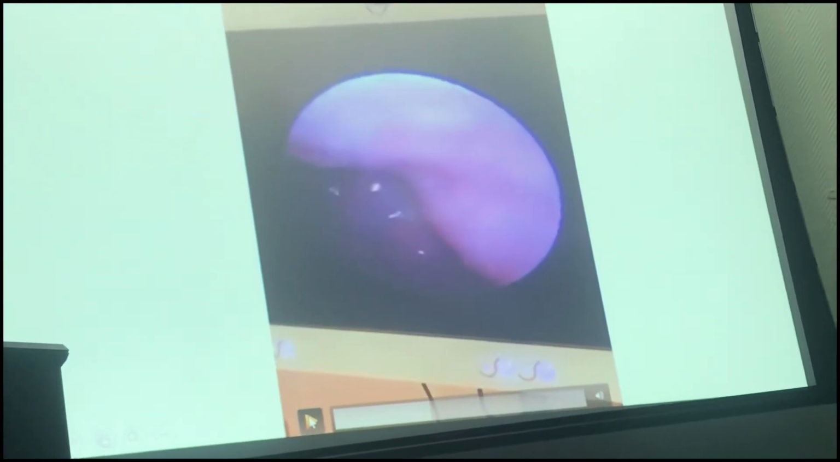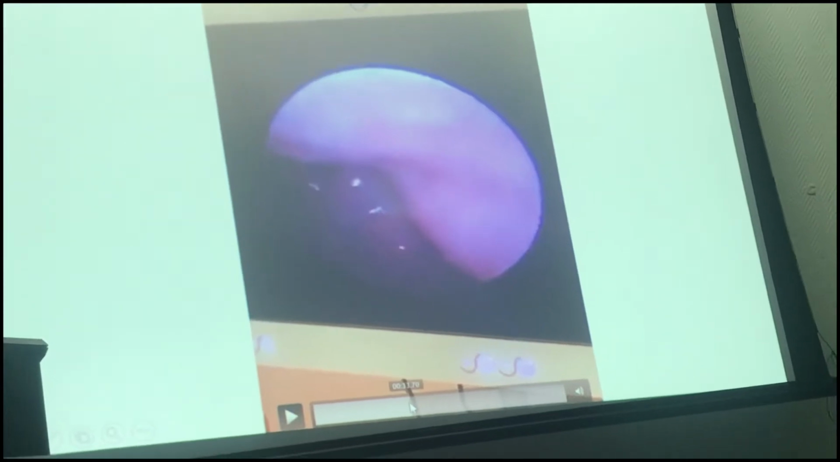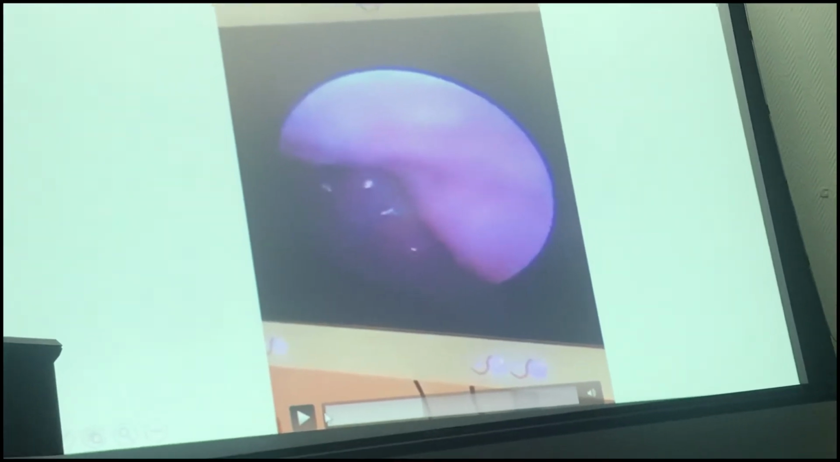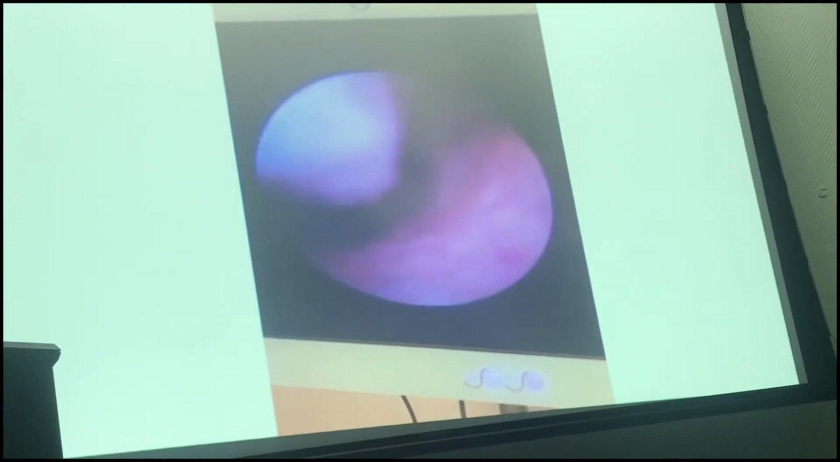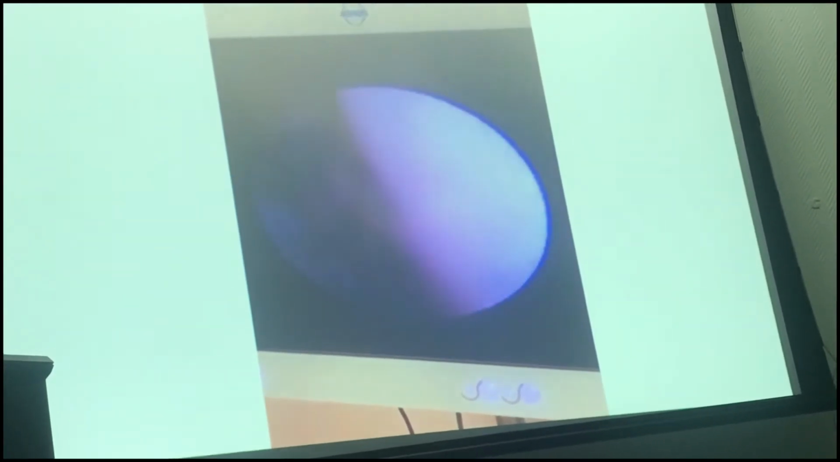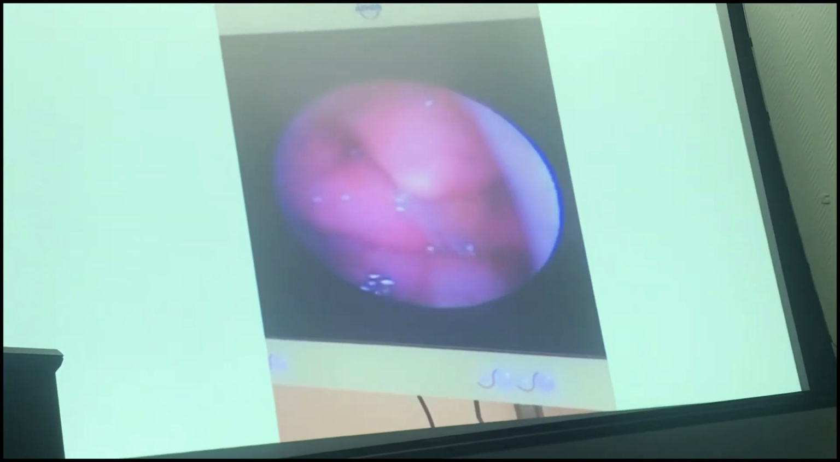Do you want me to repeat the video? So this is here again. This is the septum and turbinate, and we're going all the way back to the nasopharynx.